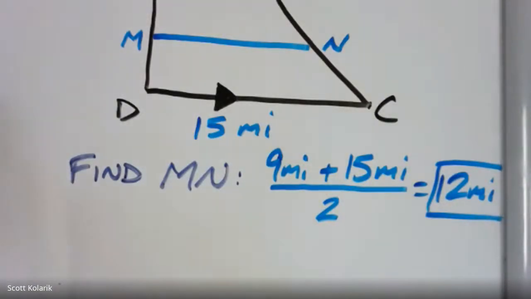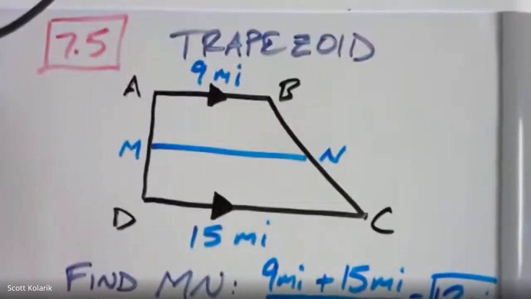Expect different numbers, obviously, on your test tomorrow, but you'll find the length of a midsegment by finding the average of the 2 base lengths that you are given, however big or small. All right, that's problem number 5. Last problem, also from section 5.